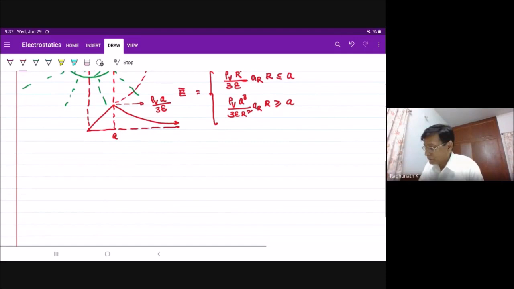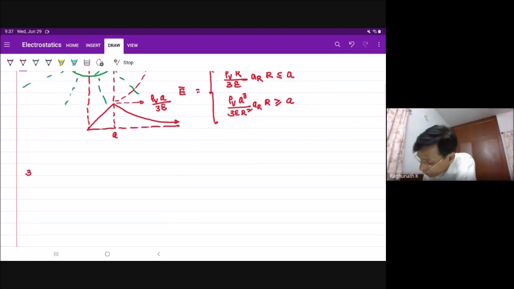Next, 3. Again, definitely this is a hypothetical case. We speak about it as a spherical capacitor also later. I spoke about it yesterday also.